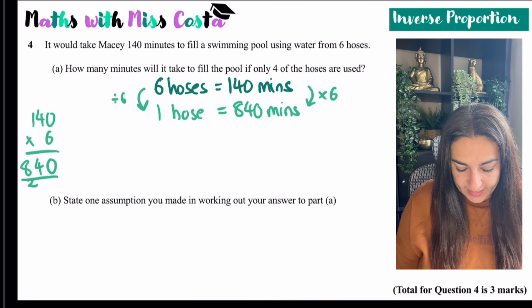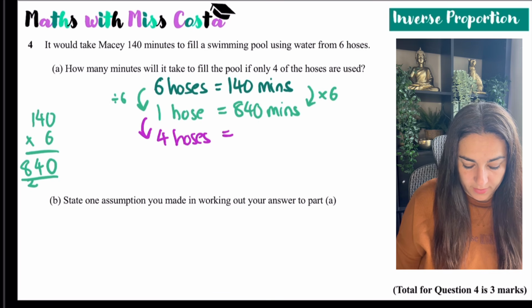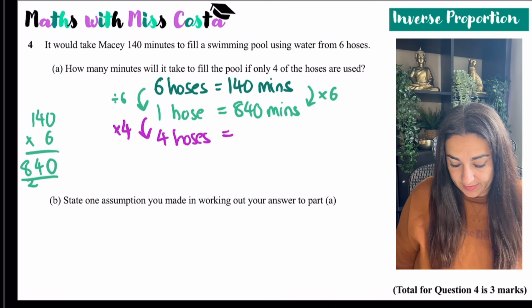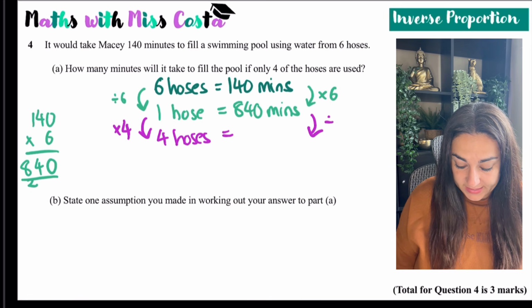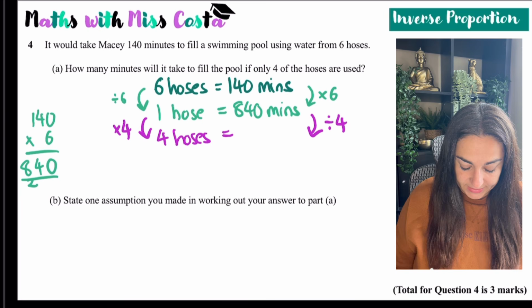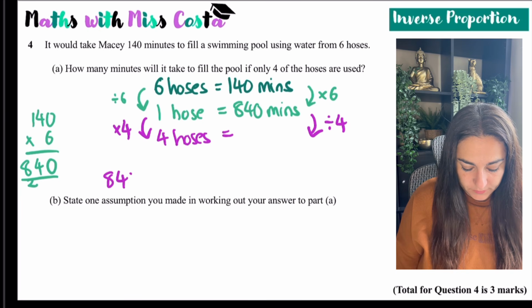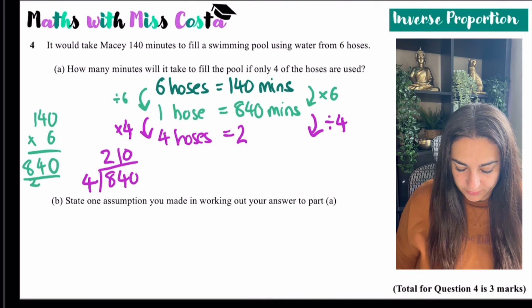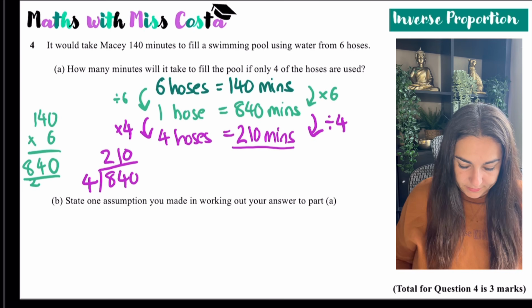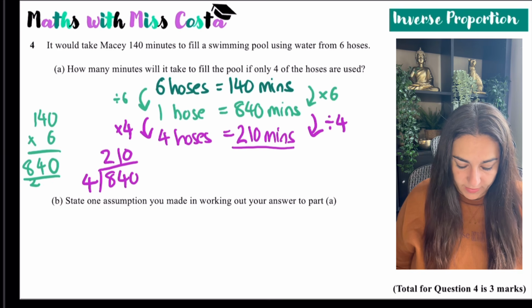I then want to work out how long 4 hoses would take. So what do I do to get from 1 to 4? I multiply by 4, and therefore on this side I'm going to have to do the inverse, which is divide by 4. So 840 divided by 4: 4's into 8 go twice, 4's into 4 go once, and 4's into 0 don't go. So that would be 210 minutes. That would be your final answer.